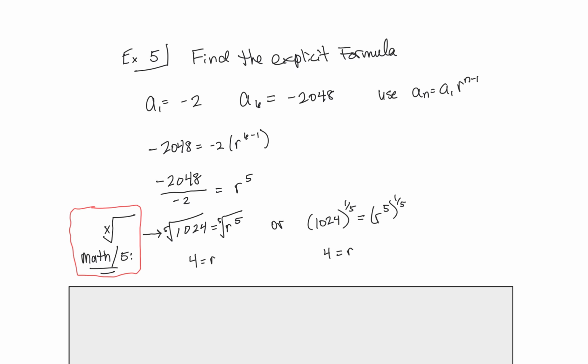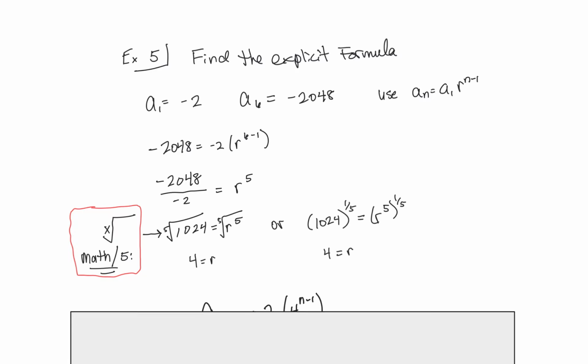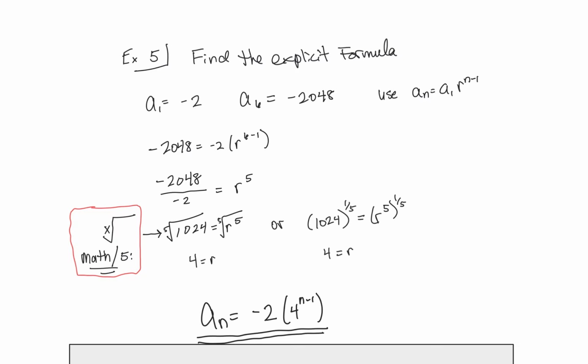And so then you would end up getting your r to be 4, and now I have to go back in, and at the final step, we have to write that rule. So we'll plug in our original a1, which is -2, and our r, which is 4, to the n minus 1, and that's it.